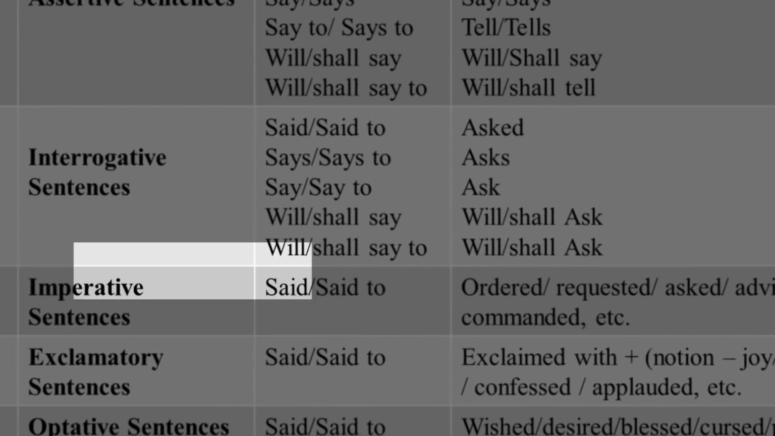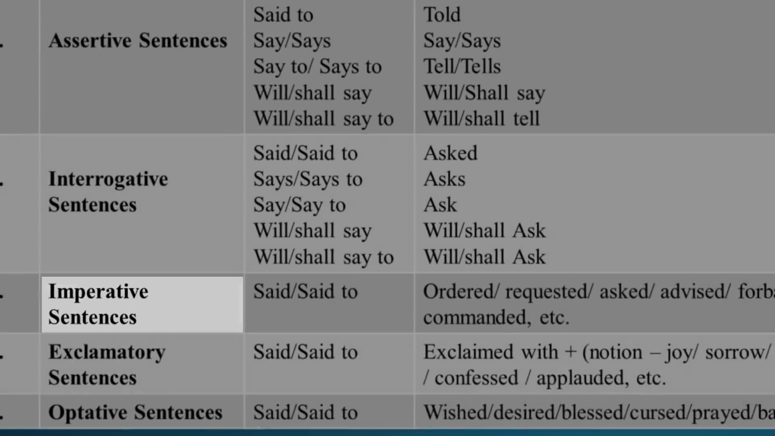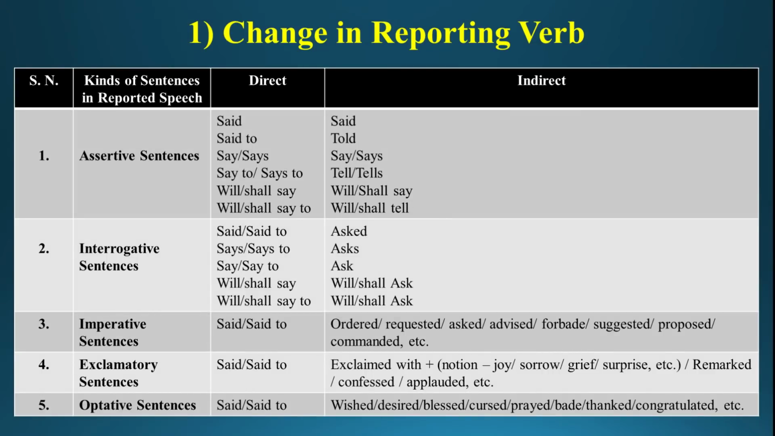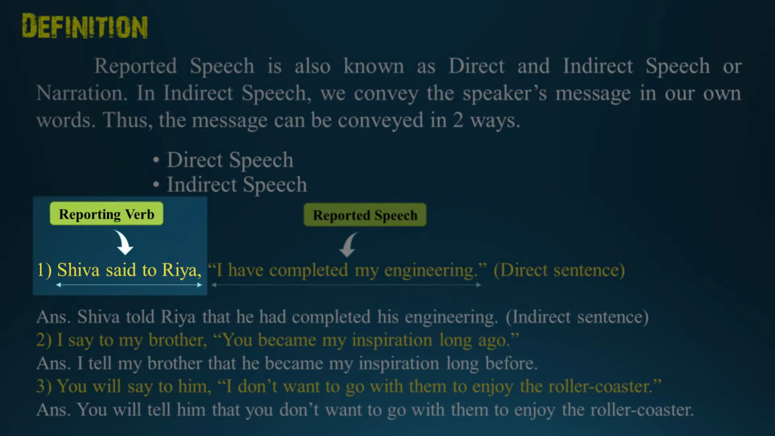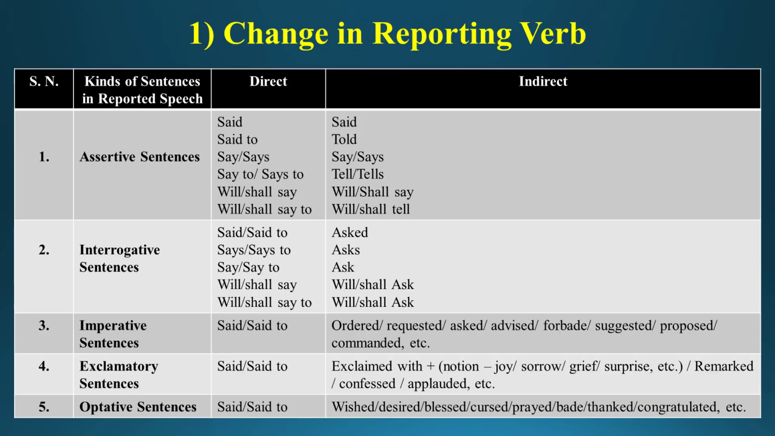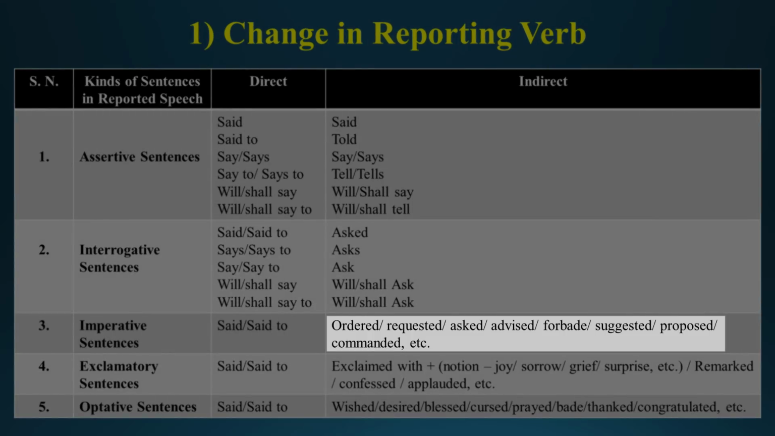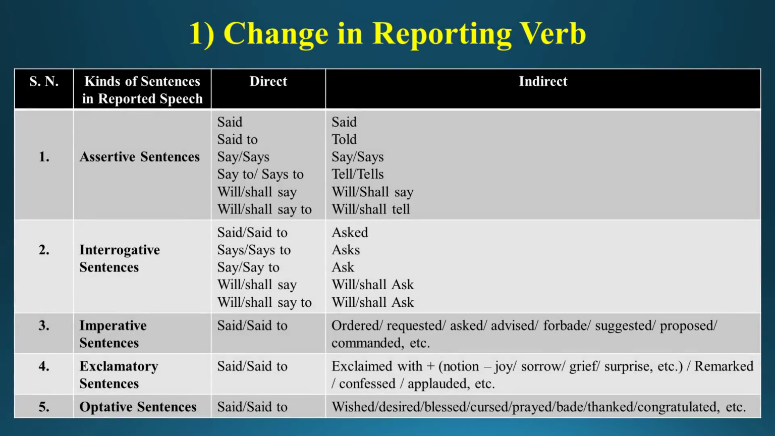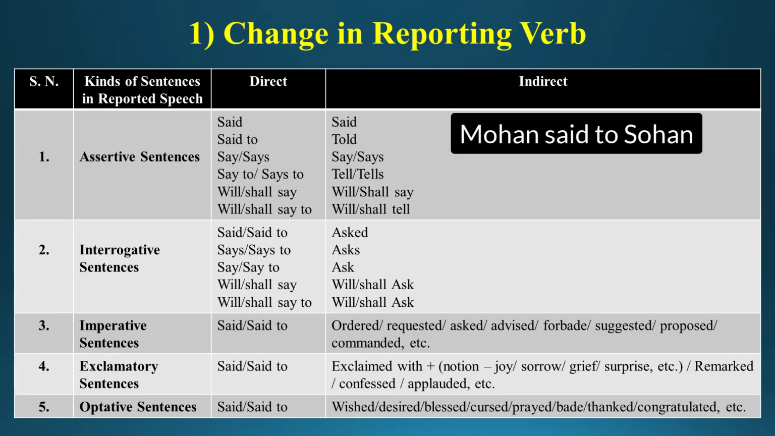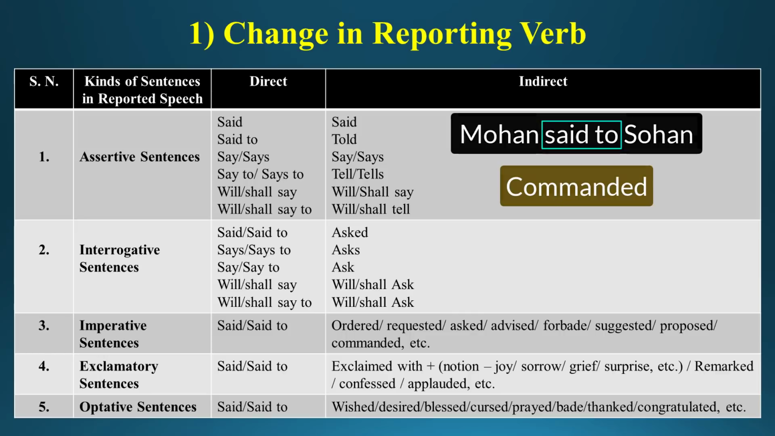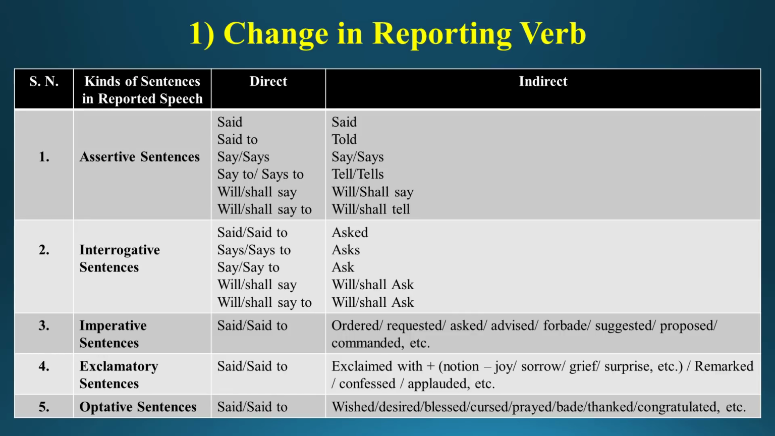In the same way, if there is an imperative sentence in reported speech, then the outside part, that means this reporting verb, will have these changes. As you know, imperative sentences are of order, request, advice, forbidding someone something, suggestion, proposing, command, and so on. Suppose Mohan said to Sohan. So this said to will be changed into ordered, requested, asked, advised, forbade, suggested, proposed, commanded, and so on, according to the feeling and type of the sentence inside.